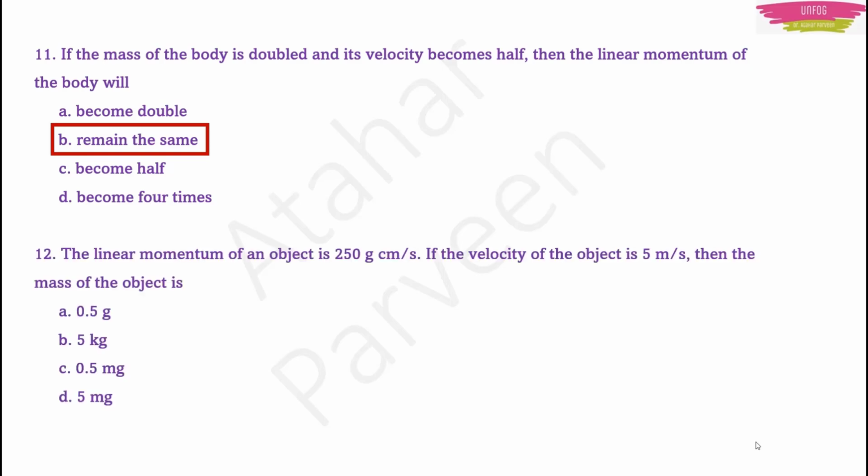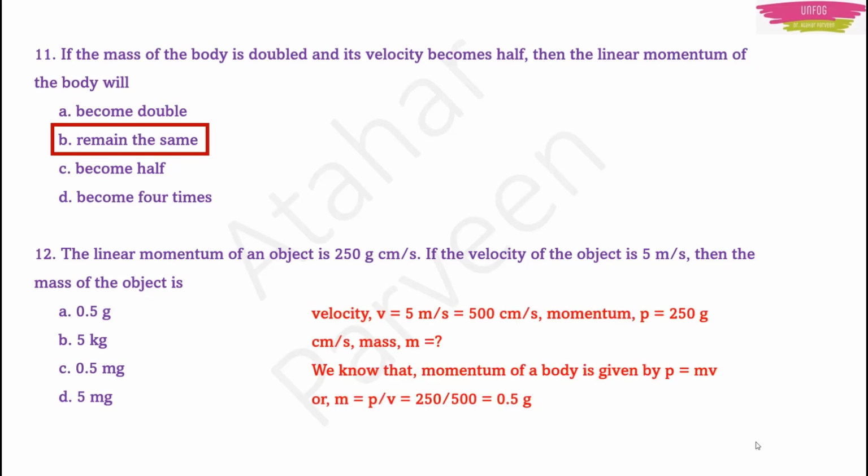Next question. The linear momentum of an object is 250 gram centimeter per second. If the velocity of the object is 5 meter per second, then the mass of the object is. Directly you can use the formula, right? The formula is P is equal to m into v. We have the velocity, but it is given in meter per second and momentum is in gram centimeter per second. So we need to convert things, right? We cannot just substitute the values and find the answer without matching the units.